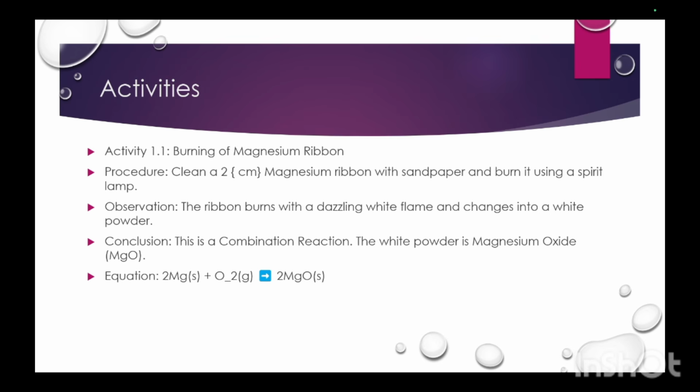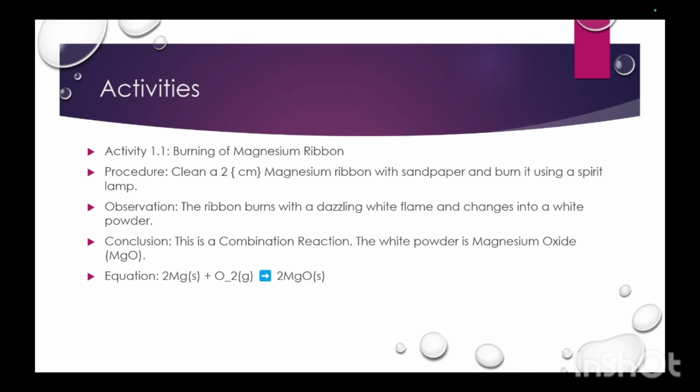Observation: the ribbon burns with a dazzling white flame and changes into a white powder. The white powder is also magnesium oxide, that is MgO. Conclusion: this is a combination reaction because Mg plus O2 gives MgO. So what type of reaction is it? It is a combination reaction. The white powder is magnesium oxide. The equation is 2Mg, which is solid, and O2, which is gas, forming 2MgO again.